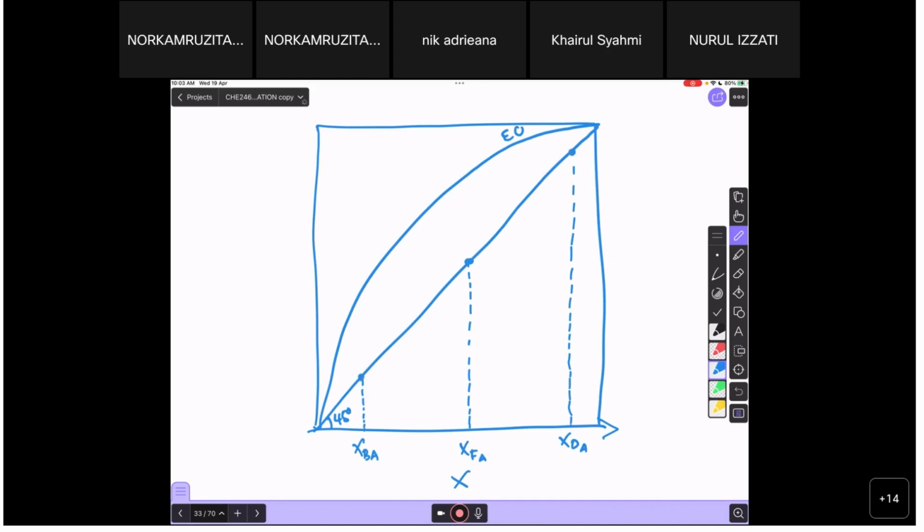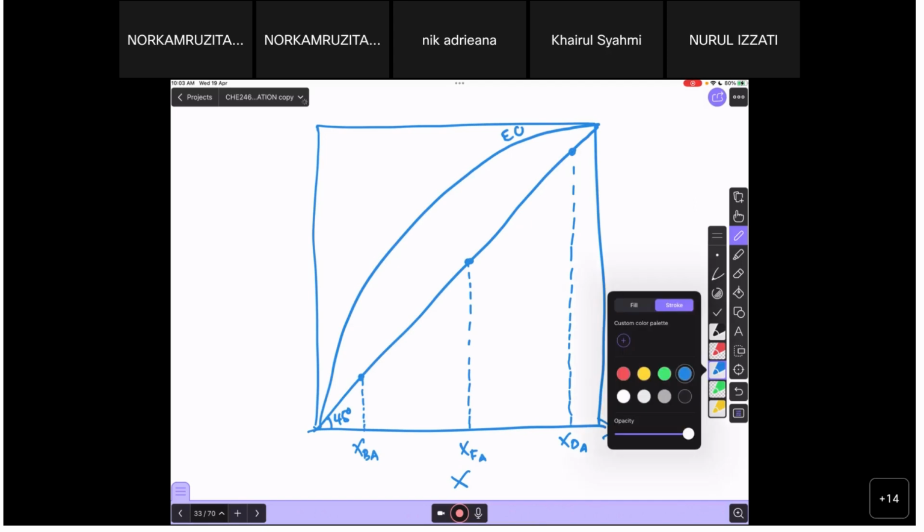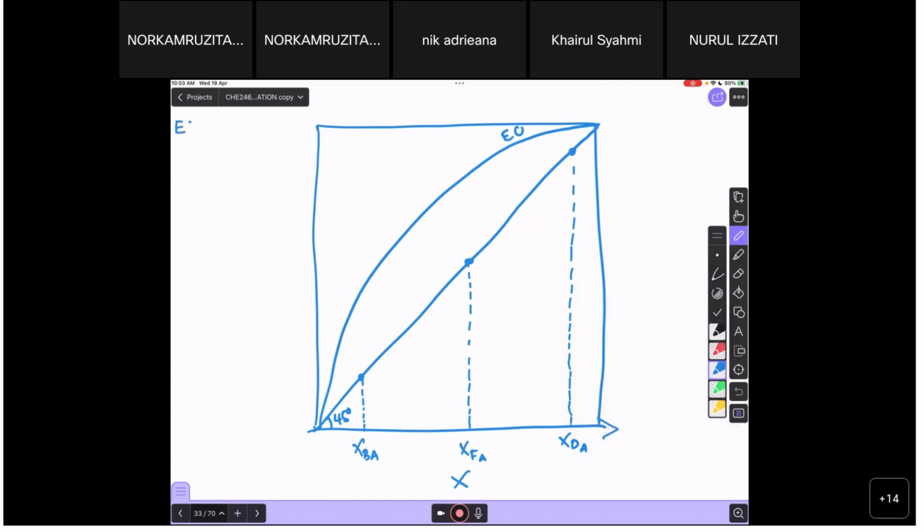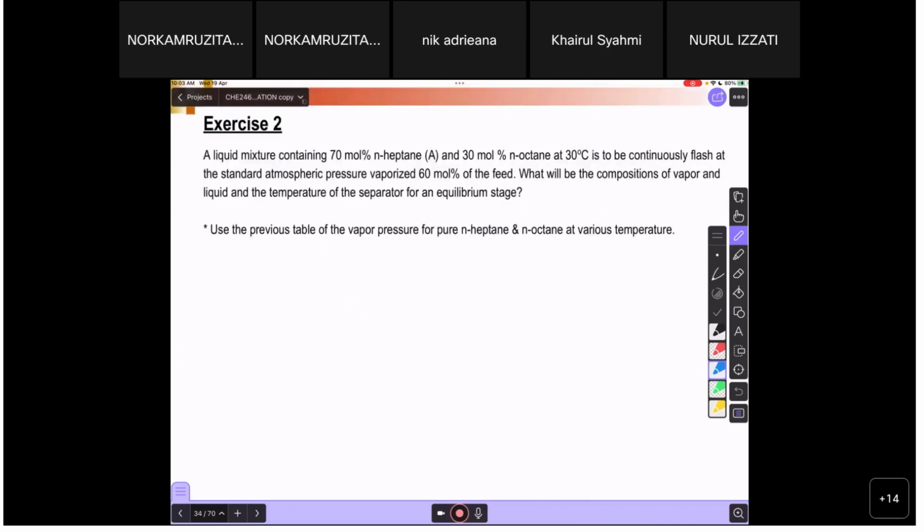Let's say the operating line for distillation comes from the enriching operating line, the Q operating line, and the stripping operating line. So where do you get these three lines? These three lines are important. Look for the notes.